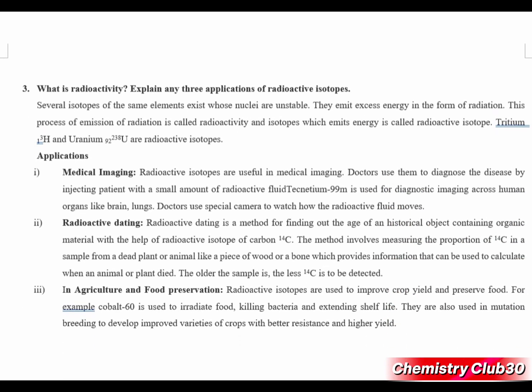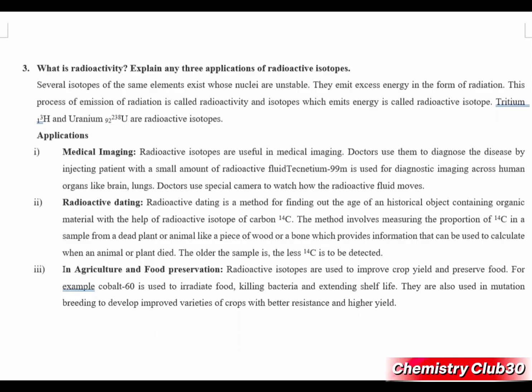Question number 3, what is radioactivity? So radioactivity, we can say several isotopes of the elements exist where nuclei are unstable. They emit excess energy in the form of radiation. This process of emission of radiation is called radioactivity, and isotopes which emit radiations are called radioactive isotopes. For example, tritium 1H3, which has atomic number 1 and mass number 3, and uranium, which has atomic number 92 and mass number 238. These are the radioactive isotopes.